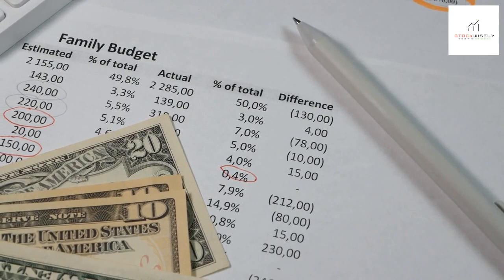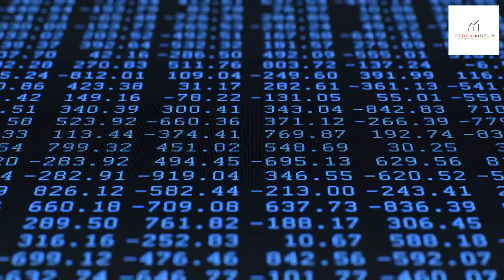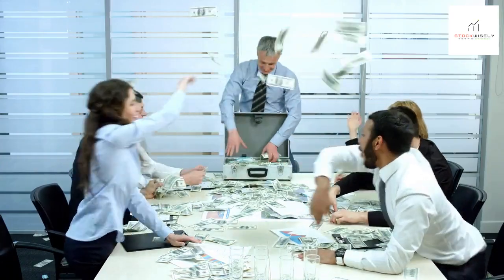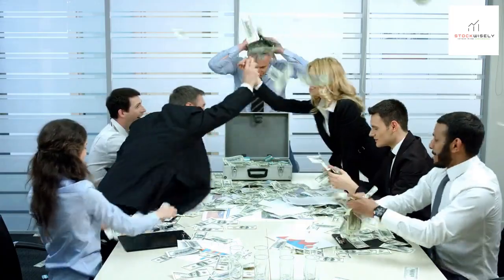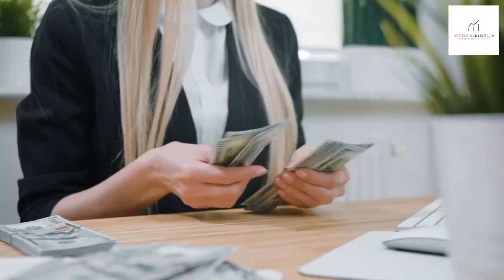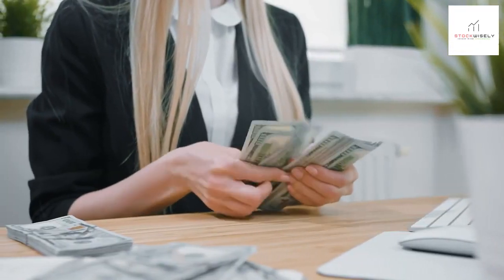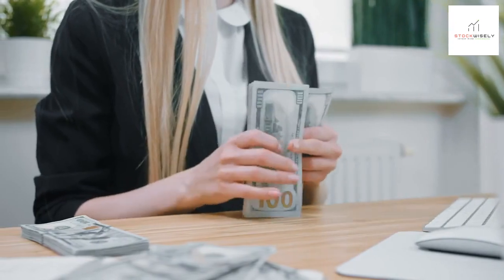How to analyze a balance sheet. Now let's move on to the balance sheet. The balance sheet shows a company's assets, liabilities, and equity at a specific point in time. Assets are the resources that a company owns, such as property, equipment, and cash. Liabilities are the debts that a company owes, such as loans and accounts payable. Equity is the amount of money that a company's shareholders have invested in the company.